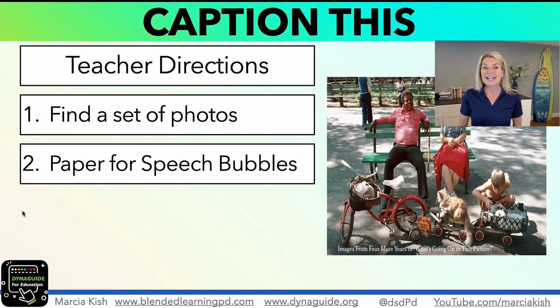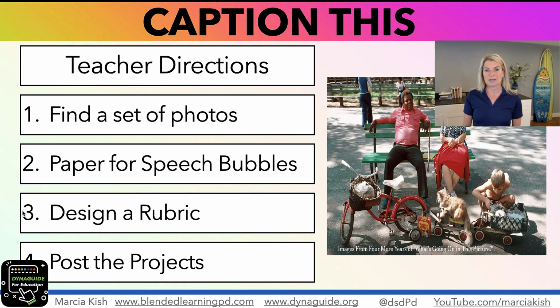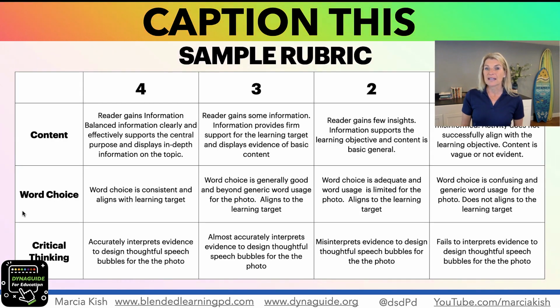Then, find scrap paper for the speech bubbles. Next, design a rubric, and then finally, post the projects. That is all the work that is needed for the teacher to create Caption This. Let's take a look at the rubric. The rubric that I put together can be used for all of the projects that you will see in that choice board. So what is the content, the word choice, and of course, critical thinking.